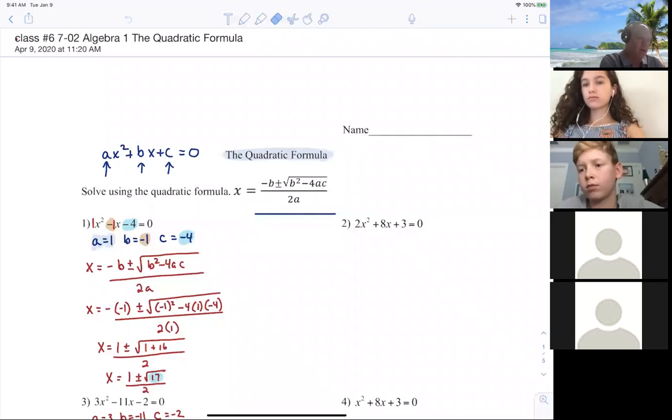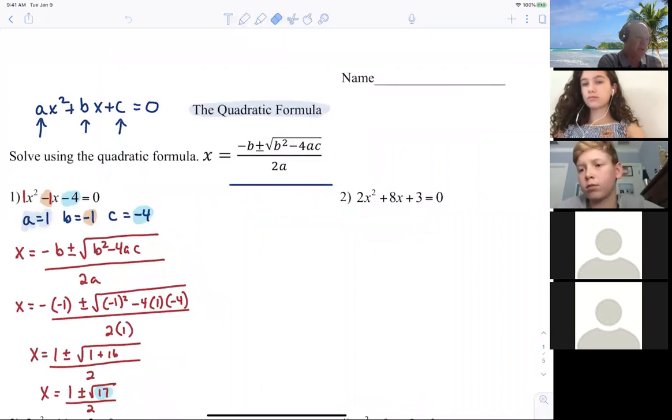The quadratic formula is used to solve a quadratic when it cannot be factored. So for example, 2x squared plus 8x plus 3 cannot be factored. So they had to come up with a way of solving it because it couldn't be factored. They knew there were two solutions because that's the fundamental theorem of algebra: the degree tells you how many solutions there are.